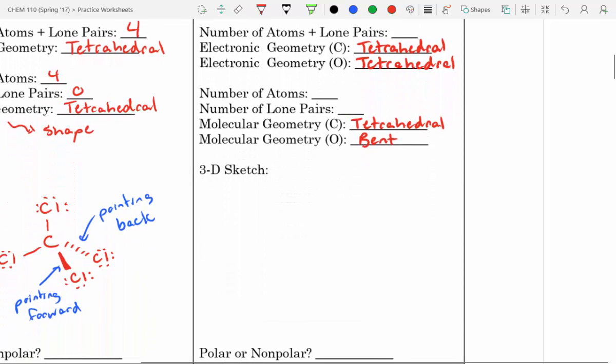Okay, and now down here we want to do a 3D sketch. So I'll just do carbon bonded to oxygen, bonded to hydrogen. And then over here we had one hydrogen that could be in plane, one that's maybe pointed out towards your eye, and then one that's maybe pointed back like this.